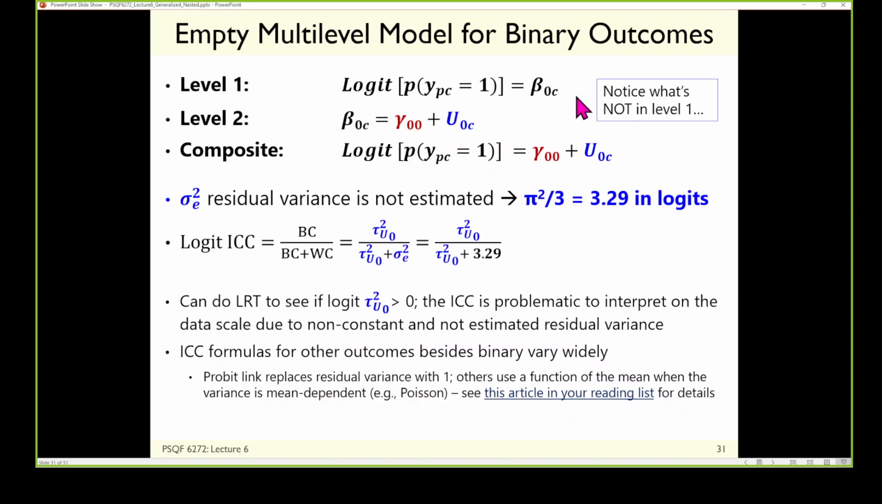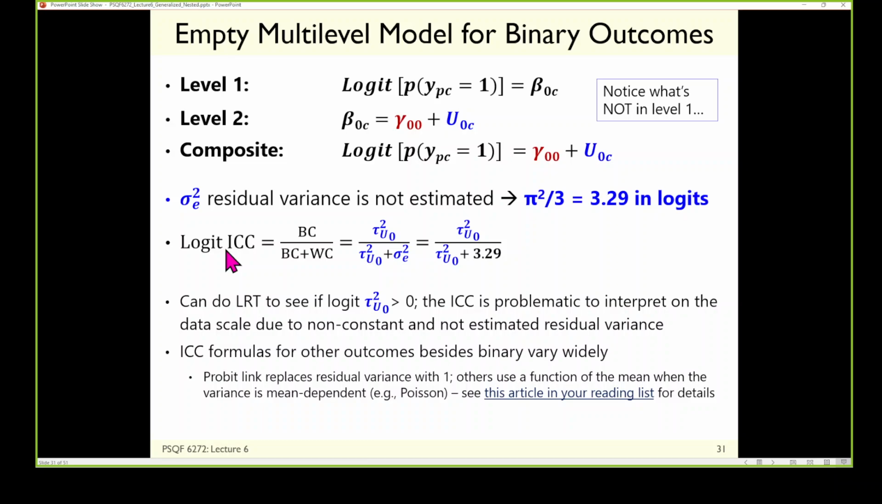It's not there, not because it's perfect, but because we don't estimate a separate level 1 residual variance. In the Bernoulli distribution, which is the distribution that we're using for the conditional binary outcomes after we control for fixed and random effects, that only has one parameter p, the mean. The variance is p times 1 minus p. So the variance changes as a function of what p is, and we don't need to estimate anything for it.